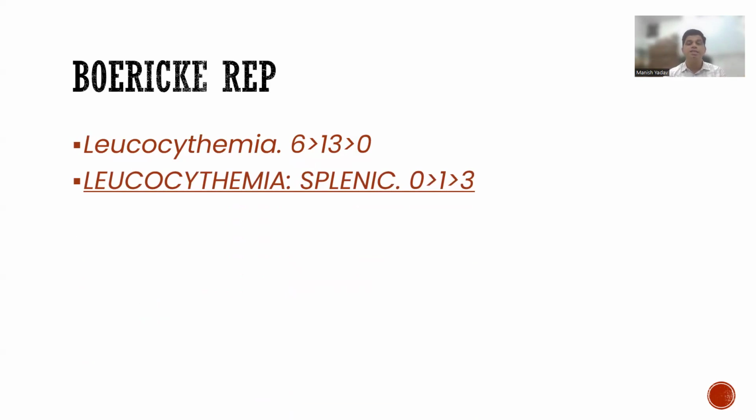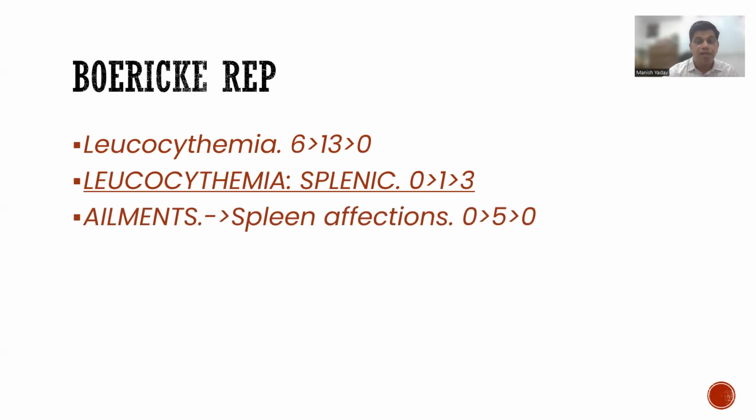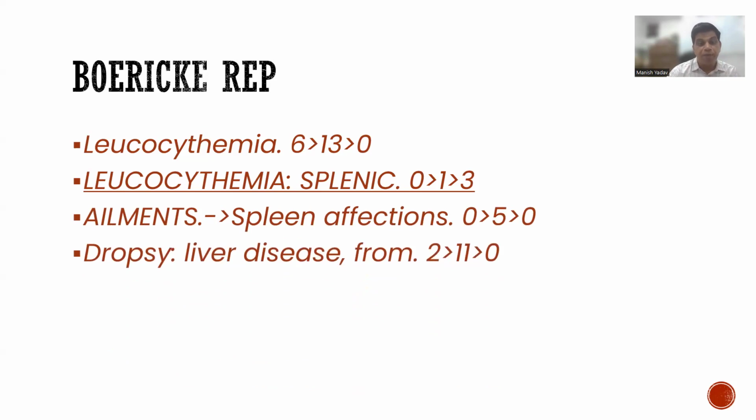So leukocytemia splenic means leukocytemia happens. Leukocytemia can definitely happen with many other conditions. But if it is of splenic origin, then CEANOTHUS is one of the remedies out of 3 remedies. Ailments from spleen affections. There's a rubric called spleen affection. In some form, the spleen got affected, maybe because of disease or something. And after that, you can use this rubric.